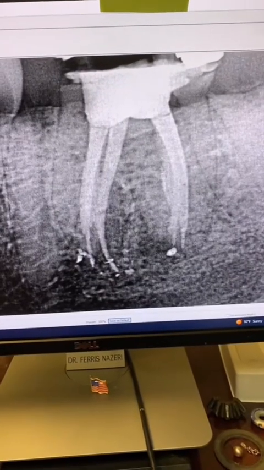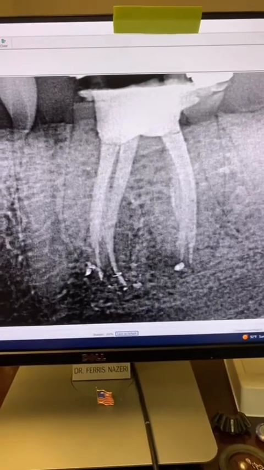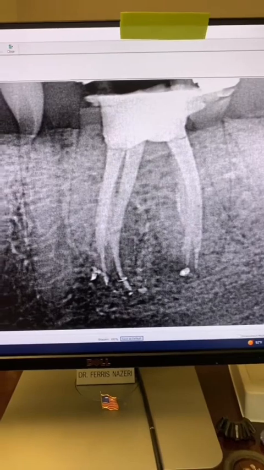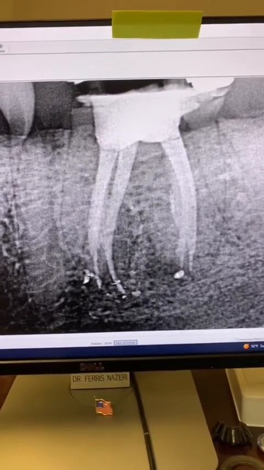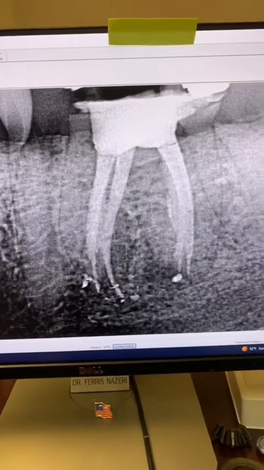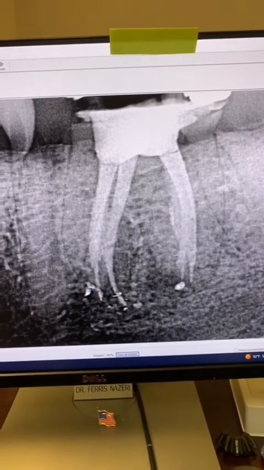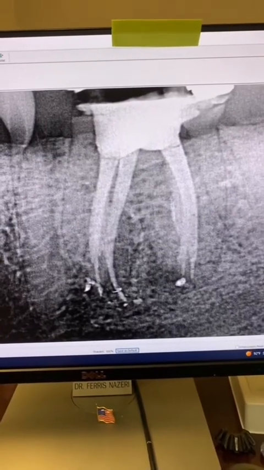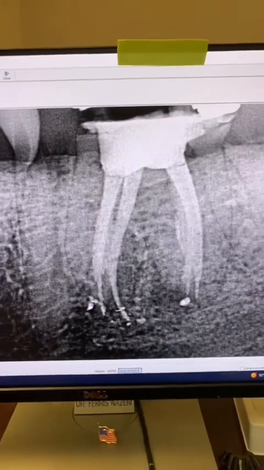We used full strength 6% sodium hypochlorite throughout the procedure, sonically activated the 6% sodium hypochlorite, and used AH Plus sealer and warm vertical obturation technique to obturate all 4 canals, and went ahead and temporized the tooth and referred the patient back to her dentist for the permanent buildup. Actually, the patient said she has an appointment with her dentist today for this, which is great. But this is how it's done.